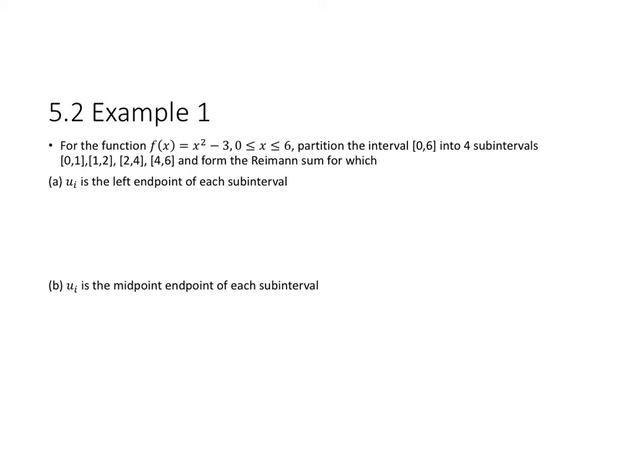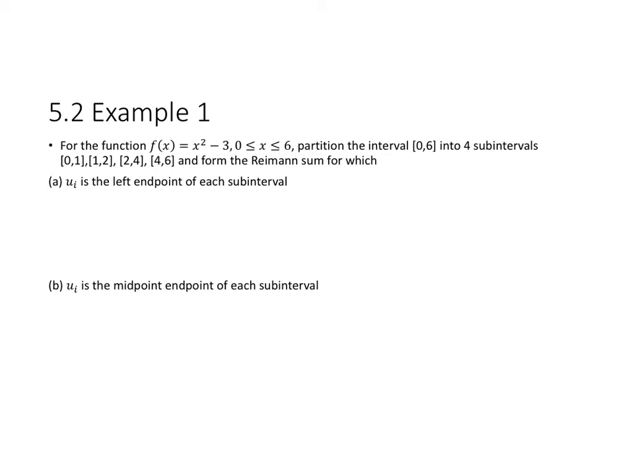Let's see this example. I think it will make more sense. Example 1: for the function f of x equals x squared minus 3, partition the interval into 4 subintervals: 0 to 1, 1 to 2, 2 to 4, and 4 to 6. Notice they are not the same length. And then form the Riemann sum for each. We're actually going to do the left and the right just so you can see the difference in doing them, and then we'll do the midpoint.